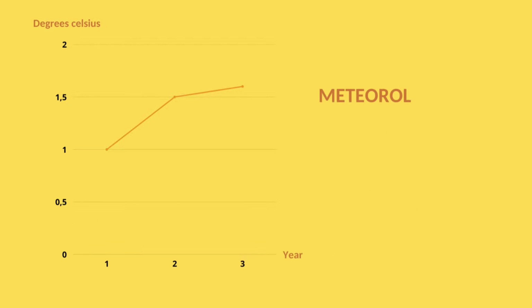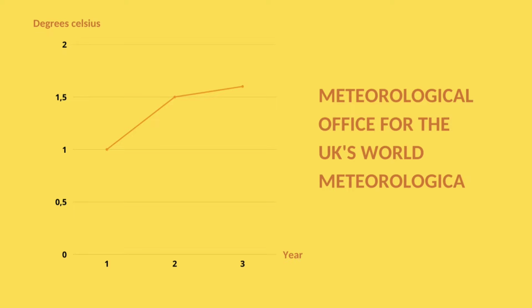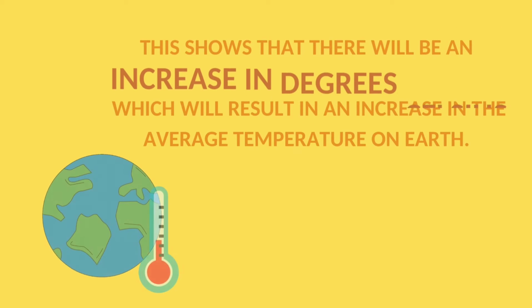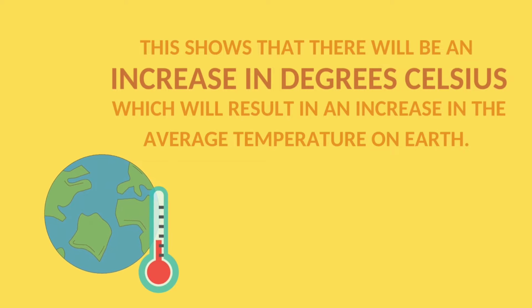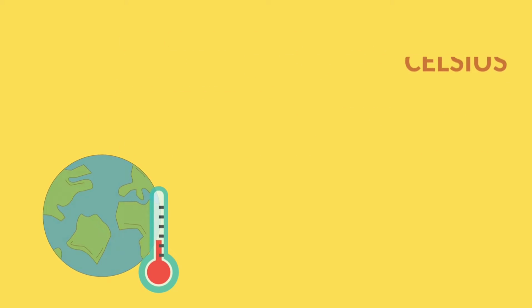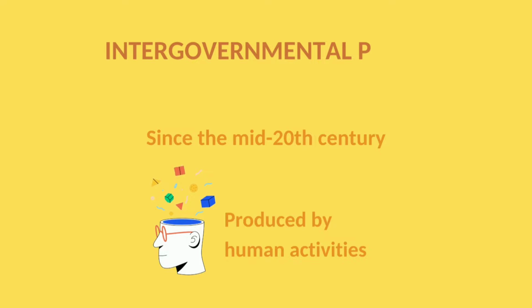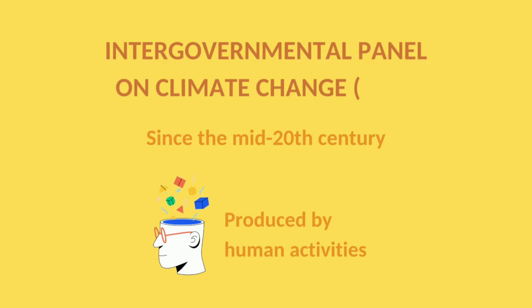Research by the Meteorological Office for the UK's World Meteorological Organization, or WMO, said there was a growing chance that the Earth would pass 1.5 degrees Celsius as the threshold for rising average temperature. This shows there will be an increase in degrees Celsius, which will result in an increase in the average temperature on Earth. According to the Intergovernmental Panel on Climate Change, or IPCC, most of the increase in global average temperatures since the mid-20th century is most likely due to increased concentrations of greenhouse gases produced by human activities through the greenhouse effect.